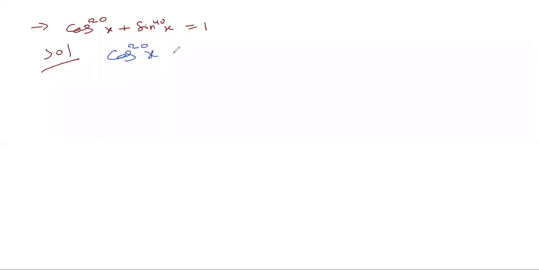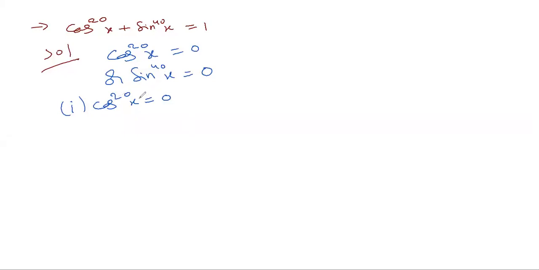cos^20 x equals 0 or sin^40 x equals 0. In these two situations, this is possible. So let us consider the first case, cos^20 x equals 0.